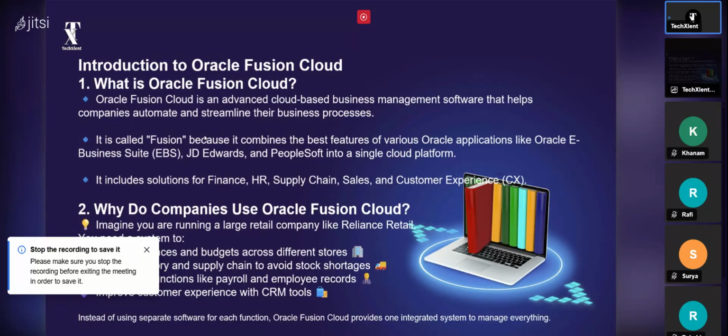So what is Oracle Fusion Cloud? It is an advanced cloud-based business management software which helps companies automate and streamline their business processes. As I already mentioned about ERP, Oracle Fusion Cloud is nothing but Oracle ERP. We just add the cloud features here and maintain that ERP in the cloud. We can also call Oracle Fusion as Oracle ERP Cloud.